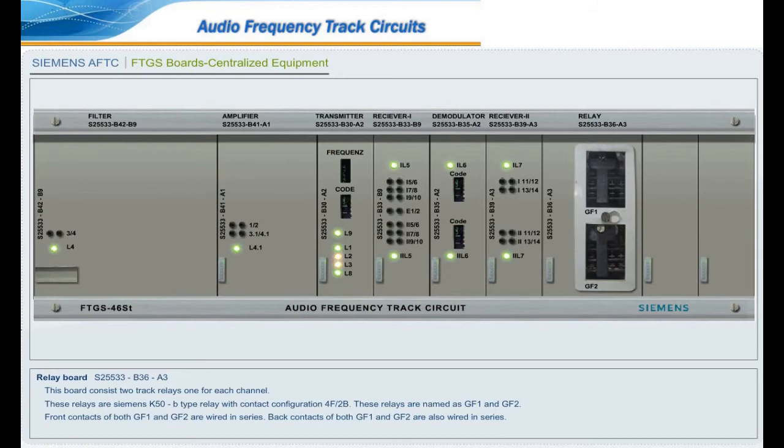Front contacts of both GF1 and GF2 are wired in series. Back contacts of both GF1 and GF2 are also wired in series. These relays are the interface between FTGS and signaling interlocking. These relays are made slow to pick up by 600 milliseconds and also are made slow to drop by 250 milliseconds.